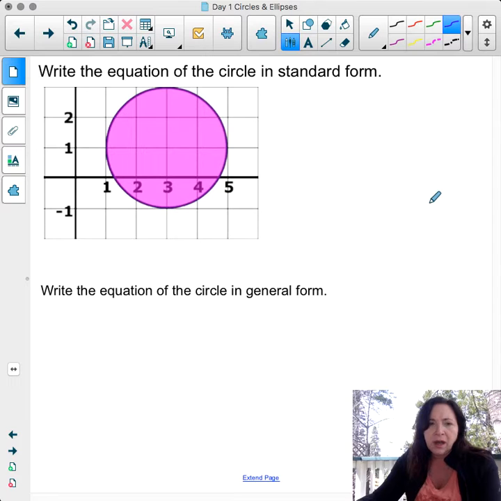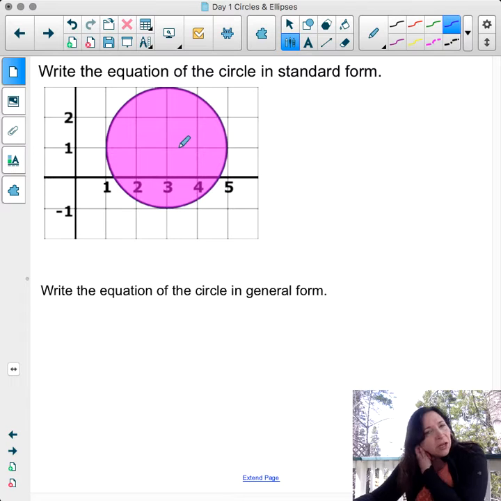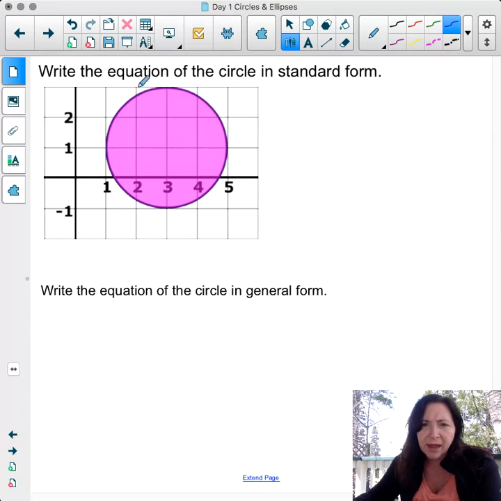One more for circles. It says write the equation of this circle in standard form. Now, there's a couple of things that you should recognize. The first thing is this is shaded, and it's shaded inside. And this outside line here is solid.